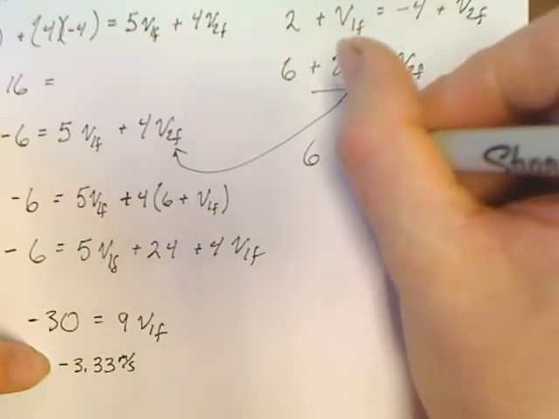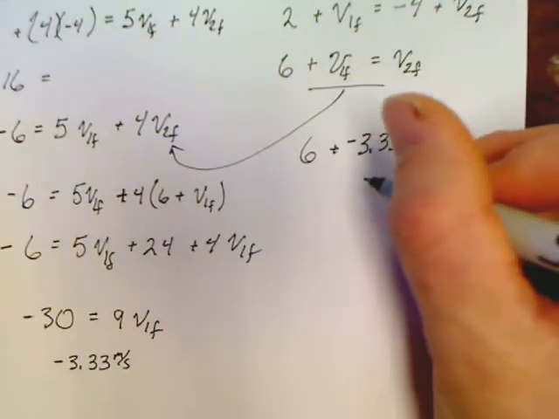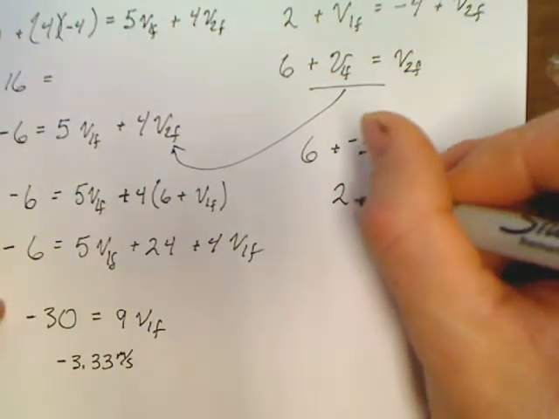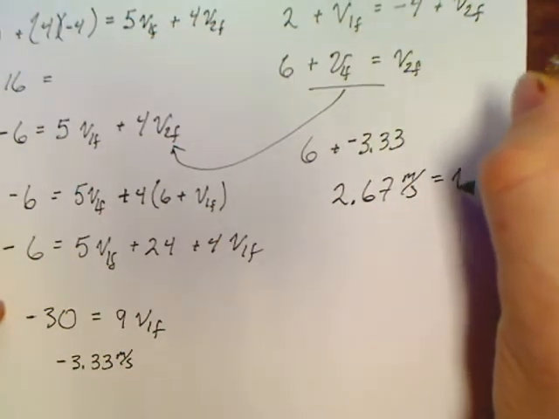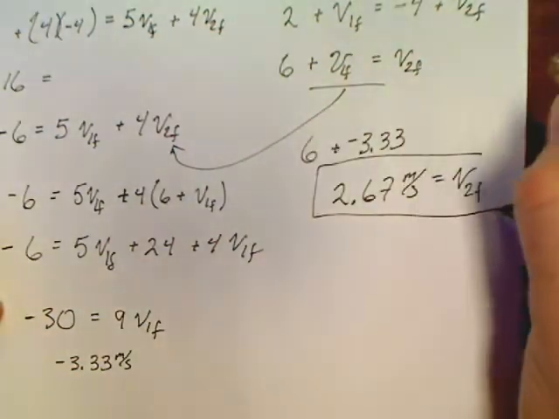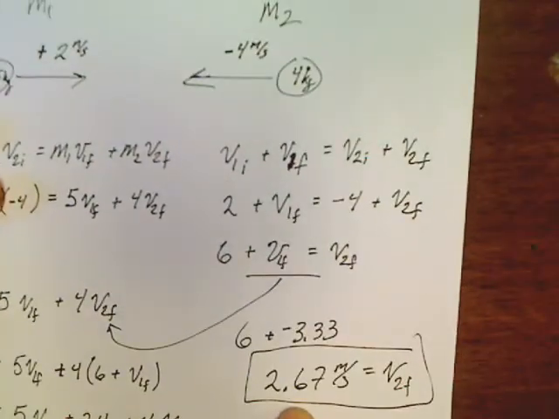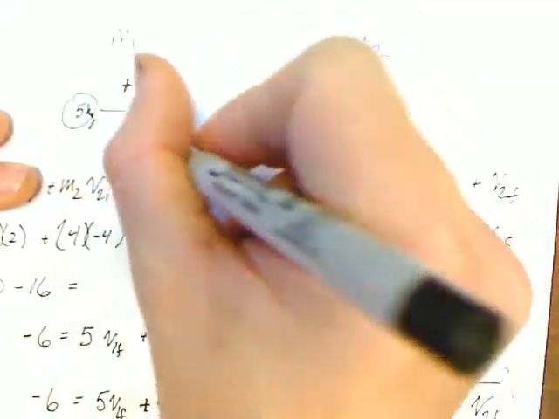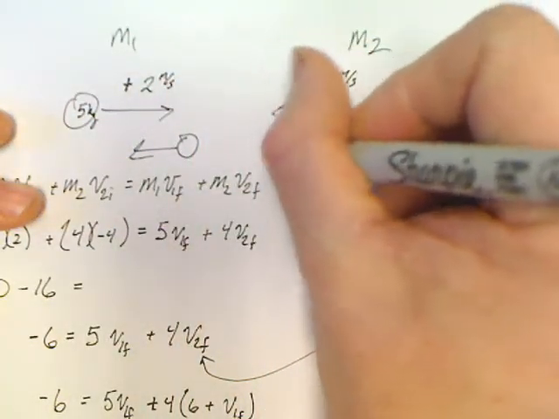So this would be 6 plus negative 3.33. Well, that's not too bad. This is going to end up being 2.67 meters per second. And notice something. We got two answers. First one's negative. This one's positive 2.67. It means after these run into each other, this one's going to hit and bounce backwards. And oddly enough, this one's also going to hit and bounce backwards.